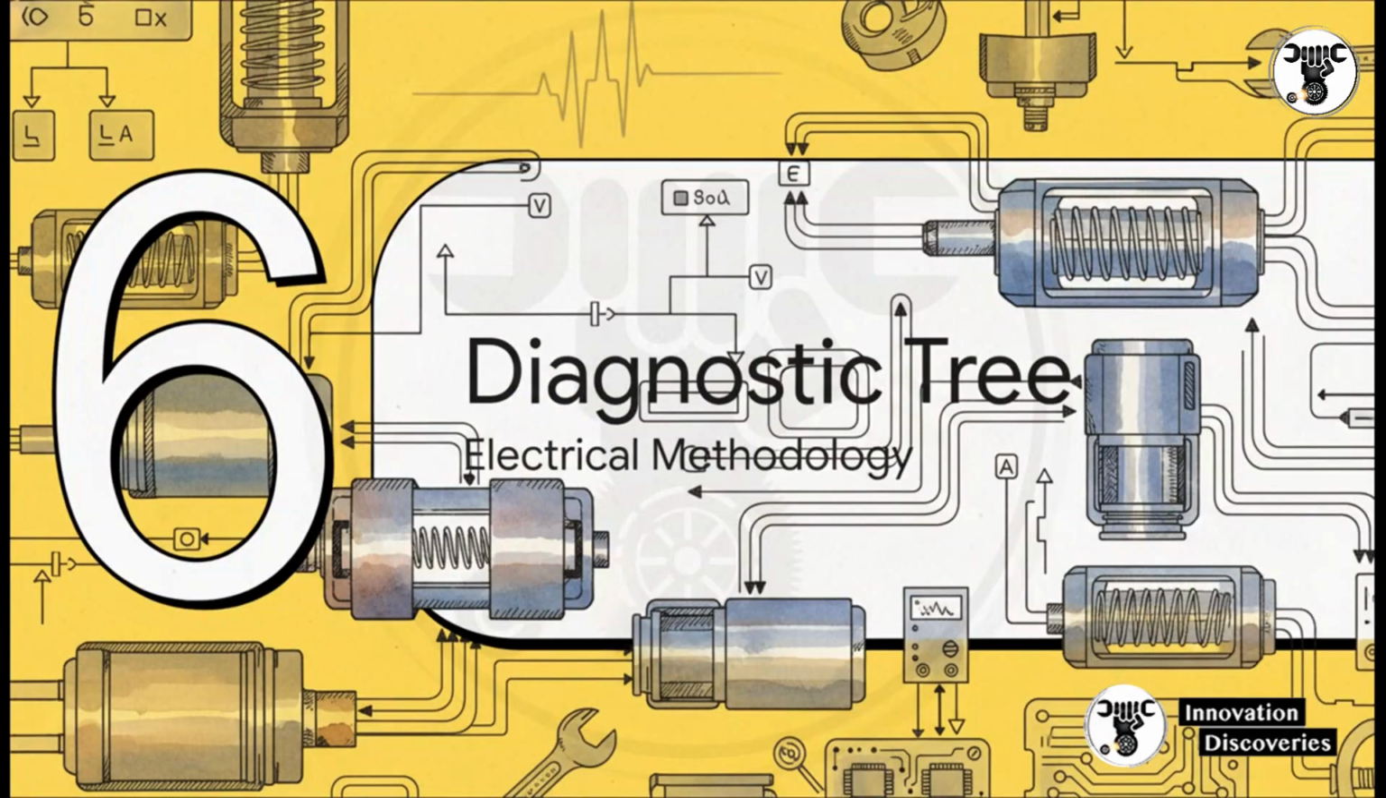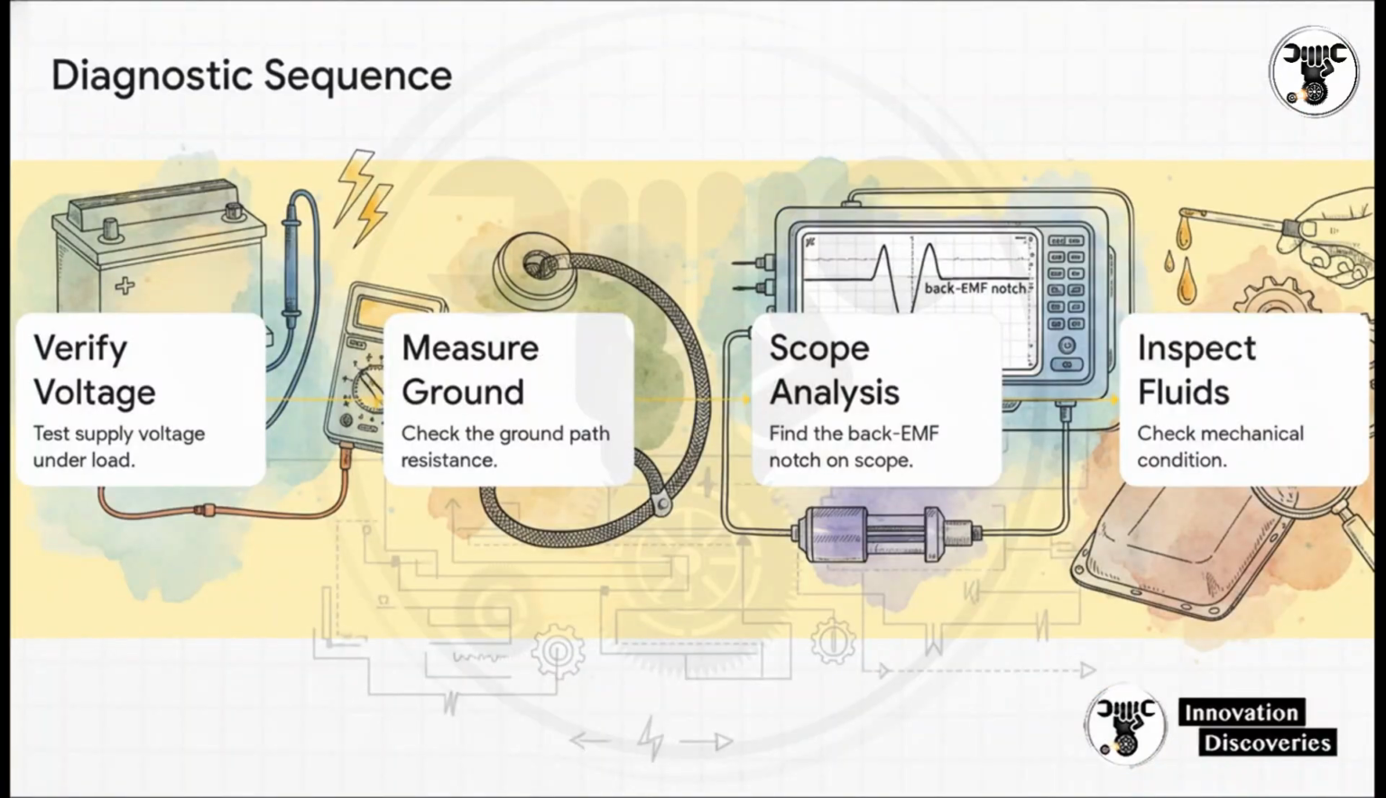Finally, Section 6, Master Tech Diagnostic Tree. Let's build your ironclad methodology. Here's where a lot of guys get it wrong, so memorize the sequence. You always start with electrical fundamentals before you ever touch the mechanical parts. Step 1, verify your supply voltage under load. Step 2, measure your ground path resistance. Step 3, perform your current waveform analysis on an oscilloscope to hunt down that back EMF notch. And Step 4, inspect the mechanical condition and fluid quality. Notice the golden rule here: you do not touch a wrench to replace a single part until Step 4, period.